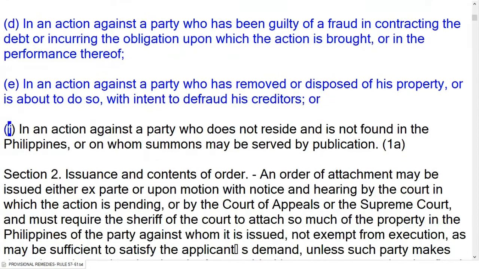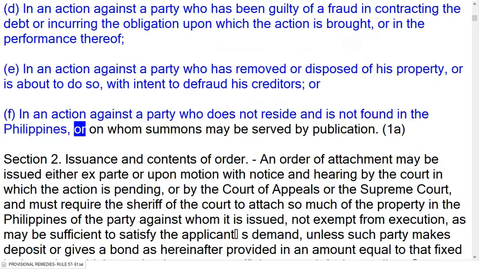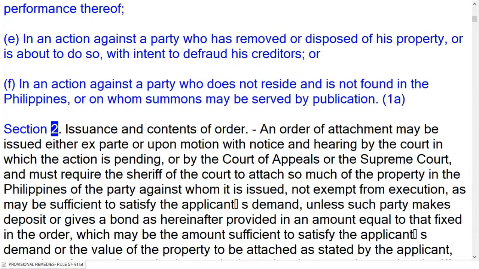F. In an action against a party who does not reside and is not found in the Philippines, or on whom a summons may be served by publication. Section 2. Issuance and contents of order.